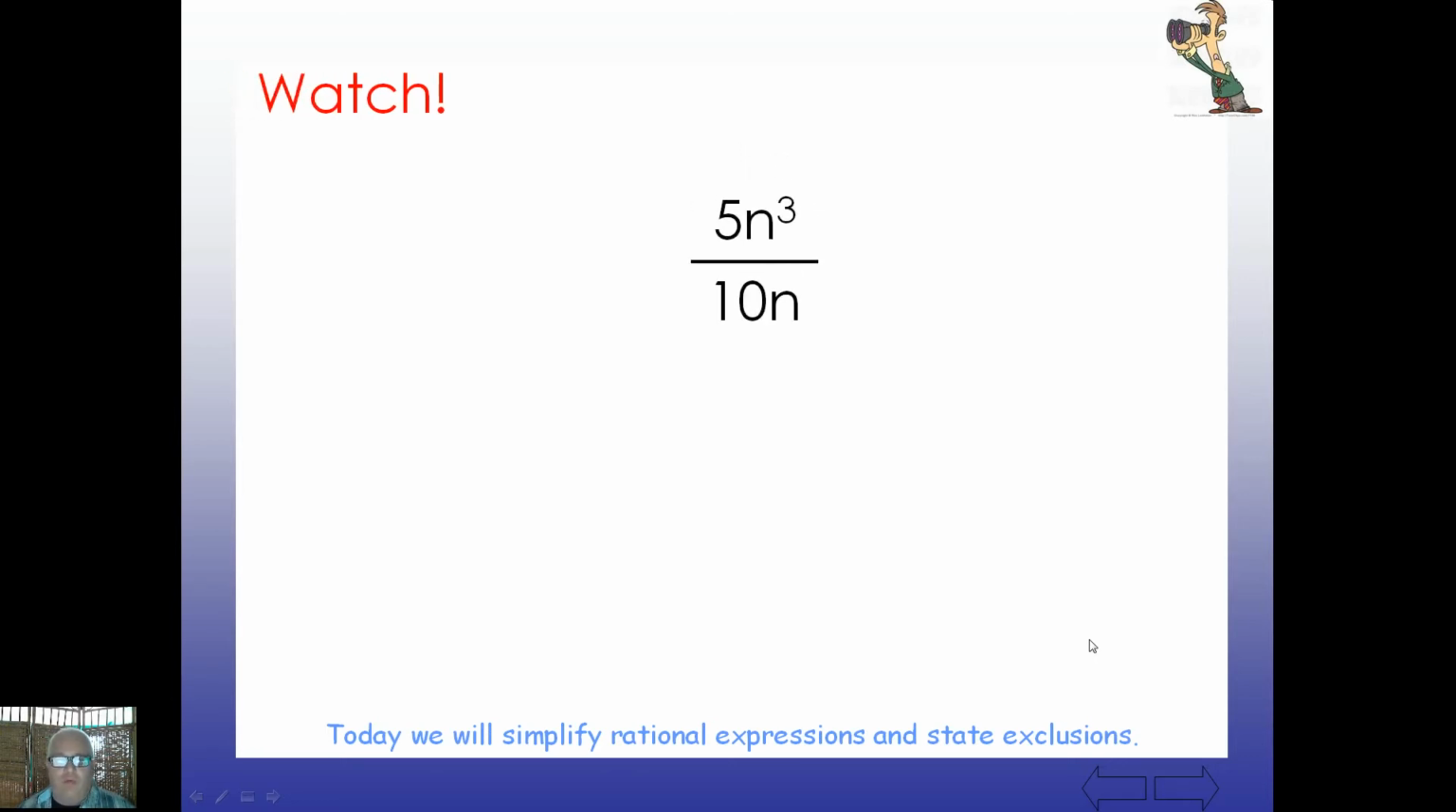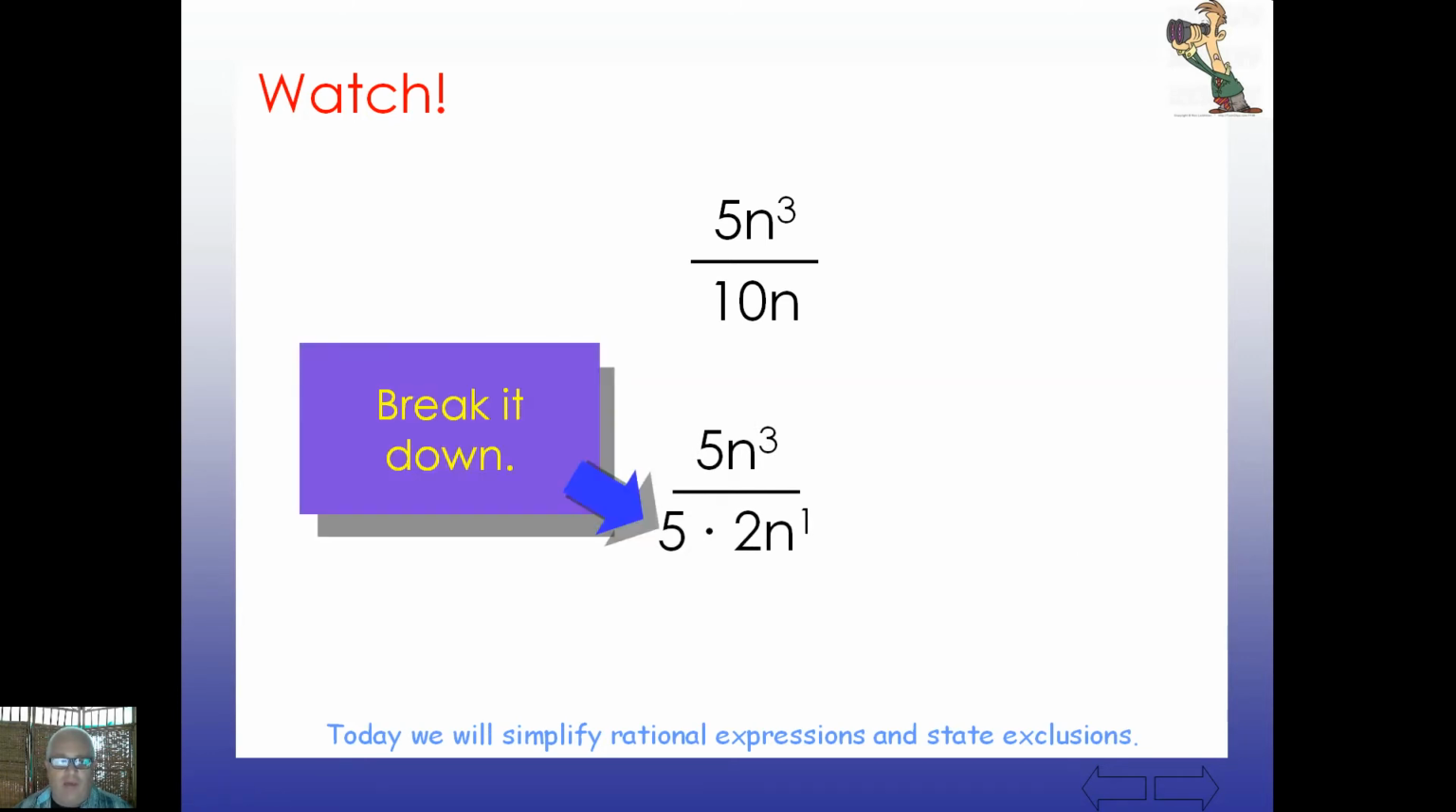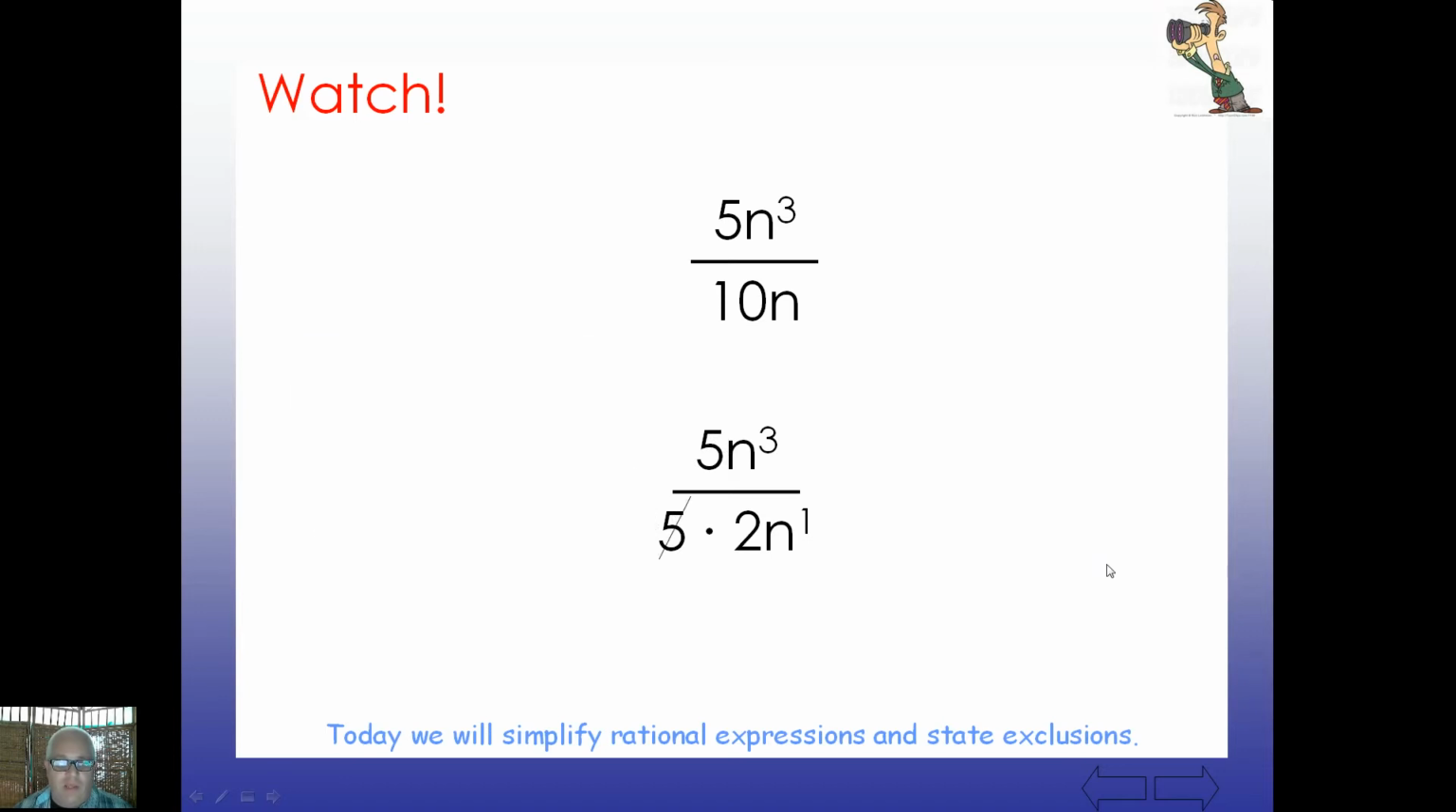Alright, here's a watch only for you. Let's take a look at our first example here. 5n cubed over 10n. So the first thing you might want to do is look at it kind of in a broken up way. So 5n cubed over 5 times 2 times n to the first. What do you see can quickly be reduced here? Well, it looks like the 5's can be simplified and reduced down to 1. n to the third over 2n squared. Well, how about the n's? We could take 1n from here, 1n from there, and our final result is, in the numerator is n squared, and the denominator is 2. So you're looking at n squared over 2.